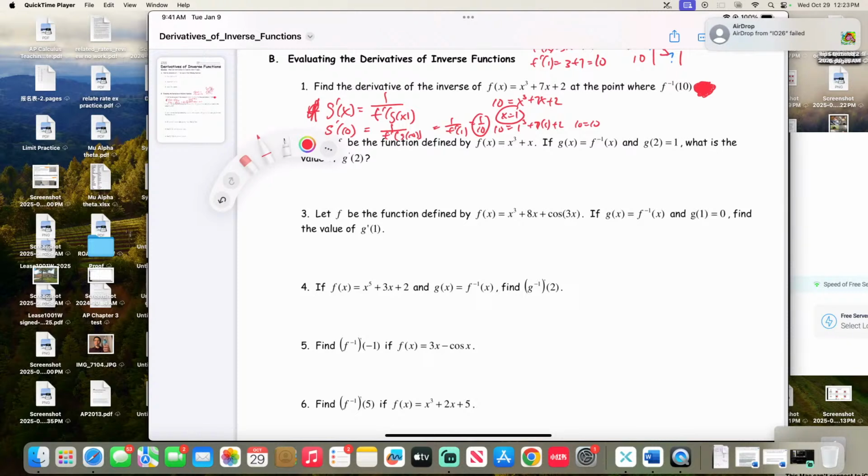It's the inverse prime. 2 times 2 is 4 times 2. You just leave it there.